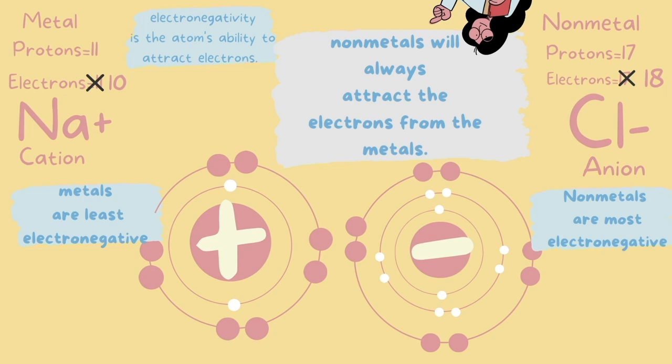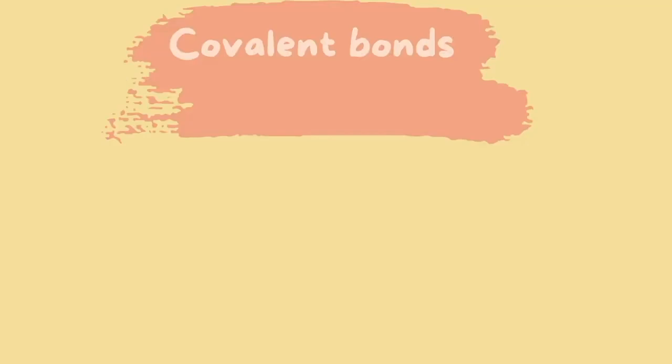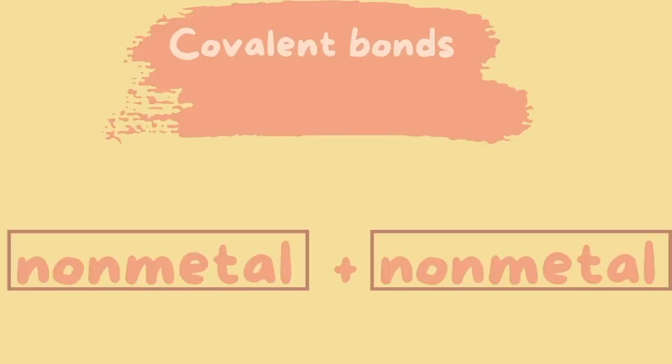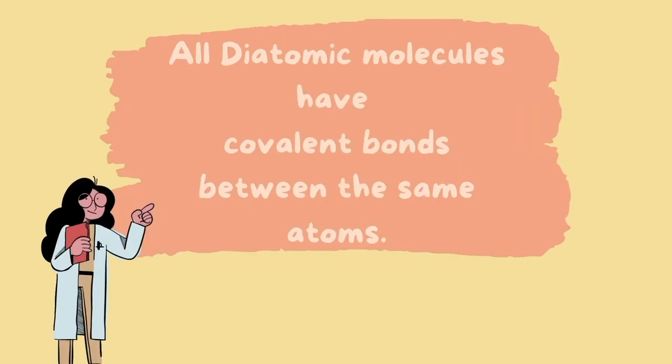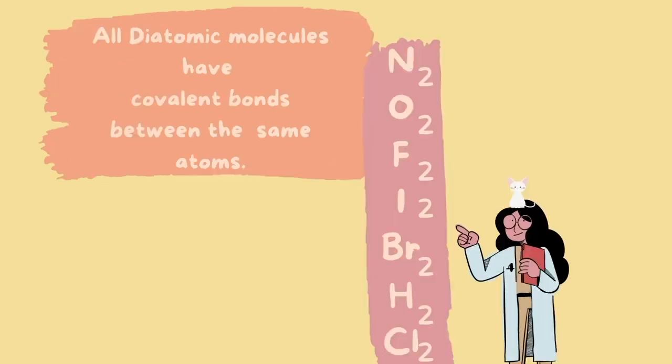So let's go ahead and move on to covalent bonds. Here we're going to work with 2 nonmetals bonding together. Atoms that form covalent bonds share electrons, so there is no transferring electrons here. One atom is not going to lose or gain electrons. Instead, these atoms are sharing these electrons. One thing important to remember is that all diatomic molecules have covalent bonds between the same atoms. And if you need a reference, remember, these are all of your diatomic molecules listed here.